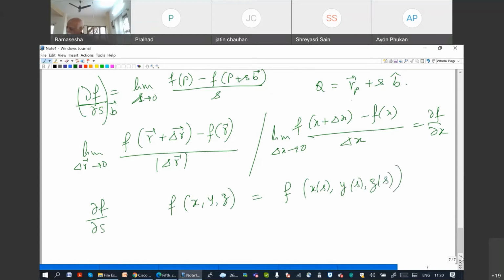So that I have delta F by delta S is equal to del F by del X into dx by ds. There's a chain rule, into dy by ds plus del F by del Z into dz by ds.